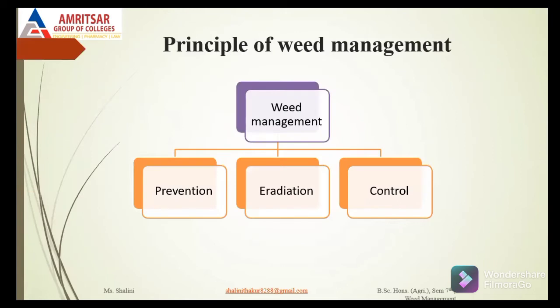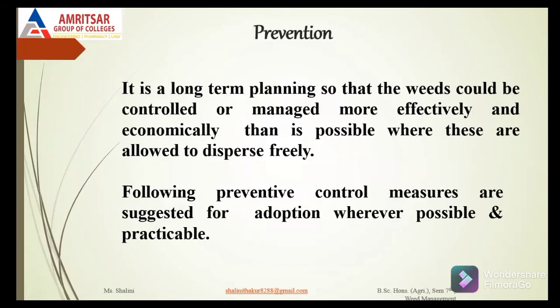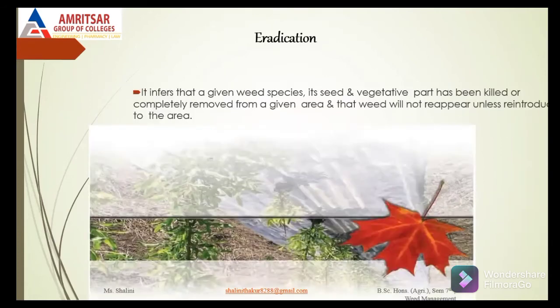Basically, the principles of weed management are three: prevention, eradication and control. First, we have to prevent it. How can we prevent it? It is long-term planning. If you are sowing any crop in your field, you have to sow only crop seeds. As we said about Parthenium hysterophorus, that is Congress grass, it came from America with wheat seeds. After that, we now use quarantine laws and inspection so that our land does not get affected by these weeds.